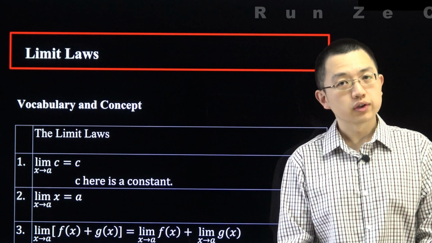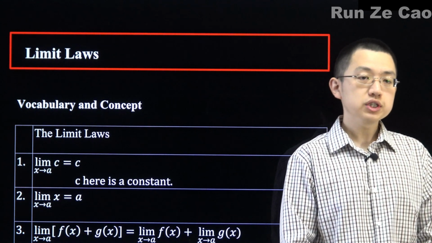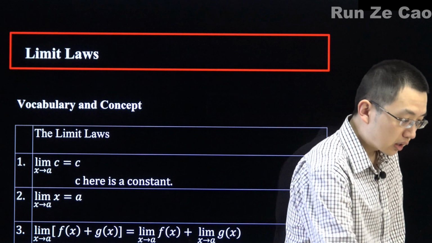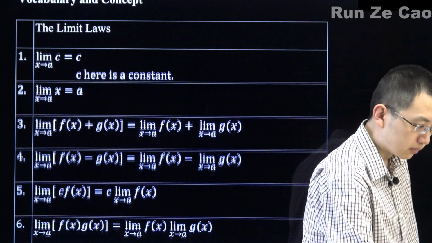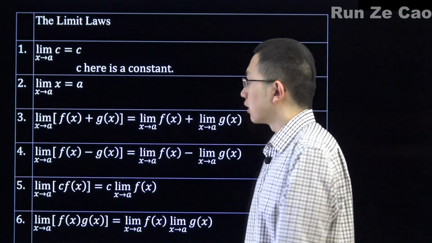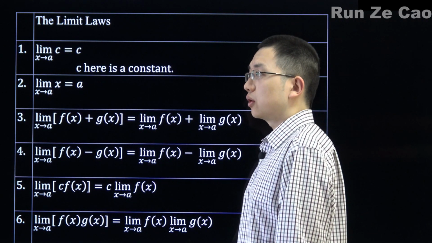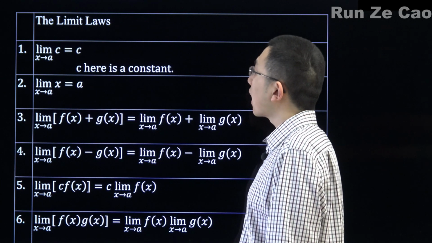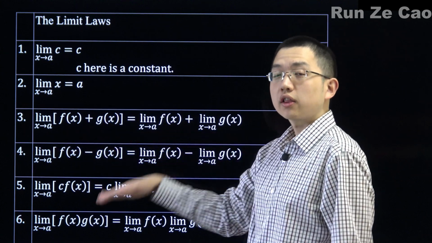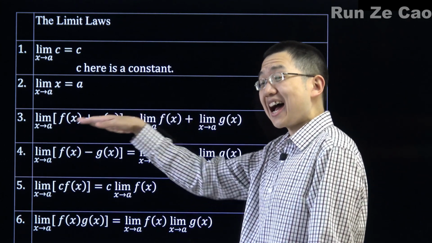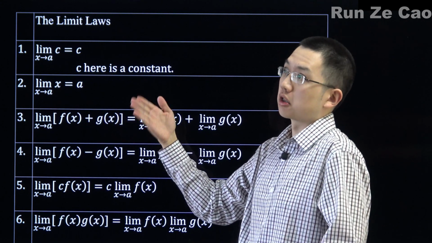There are, of course, rules about limits, and the limit laws give us pretty much all the important ones. Here, we have something that looks perhaps kind of obvious. If you take the limit as x approaches a of some constant value, in other words, if you graph this, it's a flat line, well, the limit is going to be that value.